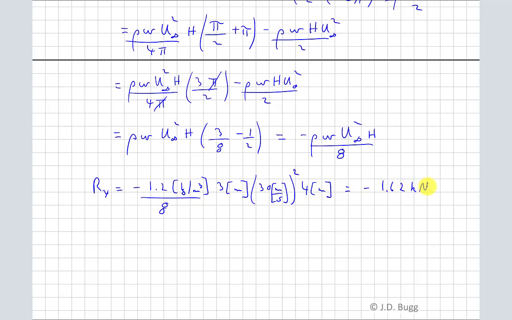So the drag force, remember, is in the opposite direction. Certainly makes sense that it's in the positive x direction. That's to the right.